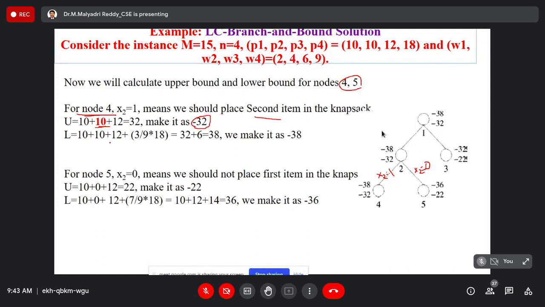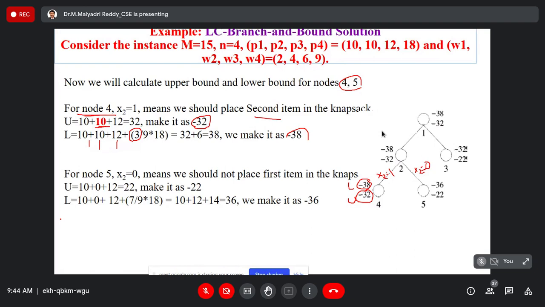And similarly, for the lower boundary, the first object is included, the second object is included, the third object is included. The remaining empty space is 3. Three units are selected from the fourth object. That is why 3 by 9 into 18 is the profit of the fourth object. Now we will get 38. This minus 38 is the lower boundary, the lower boundary or cost function, and this is the upper boundary. These are the lower boundary and upper boundary for the fourth live node.